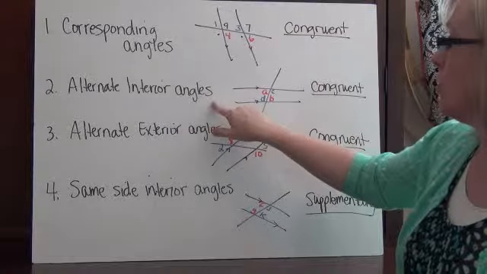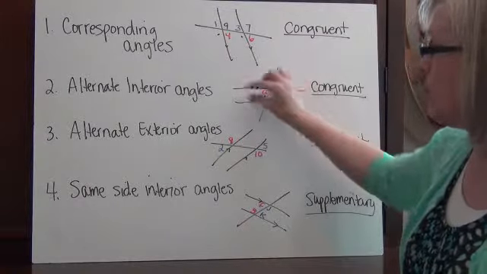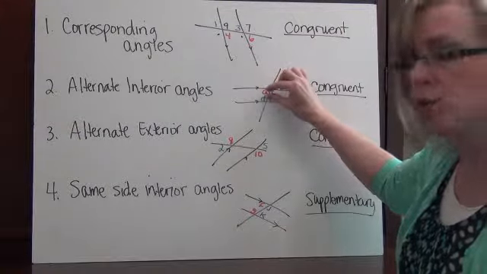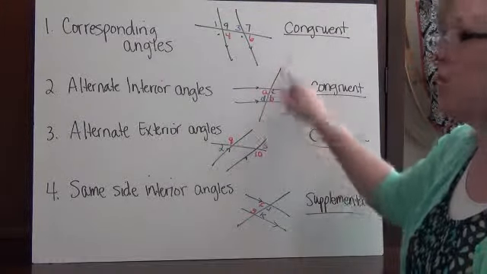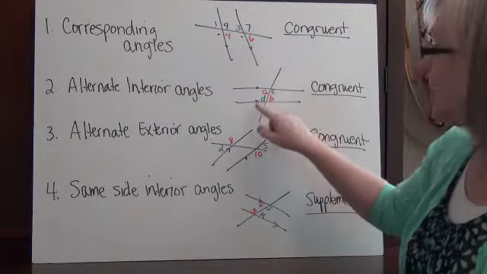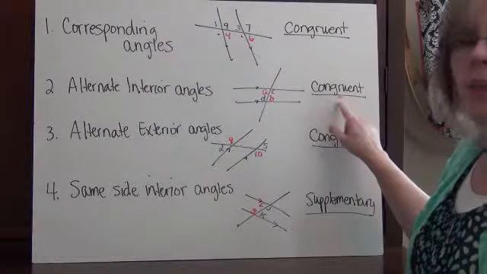Alternate interior angles. Alternate interior angles are on the interior of the parallel lines. The parallel lines were the bread. This is inside where the peanut butter and jelly goes. Okay? They're alternate because they're on opposite sides of that transversal cutting through. A and B are alternate interior angles. D and C are alternate interior angles. They are always congruent.